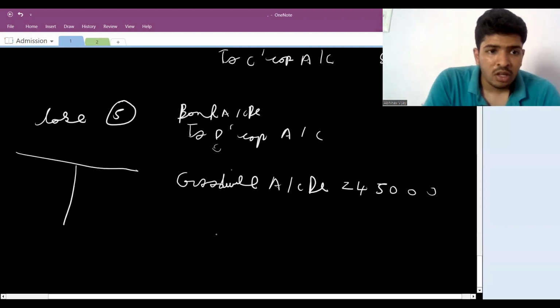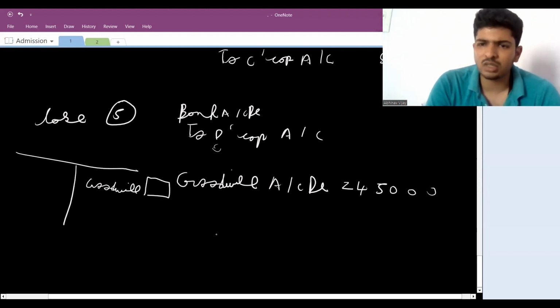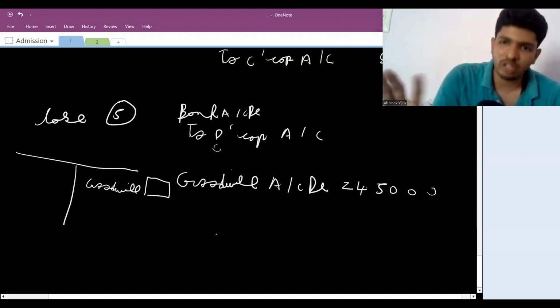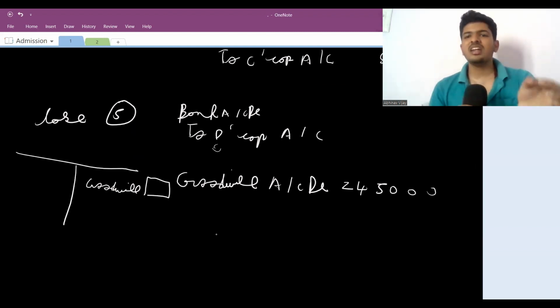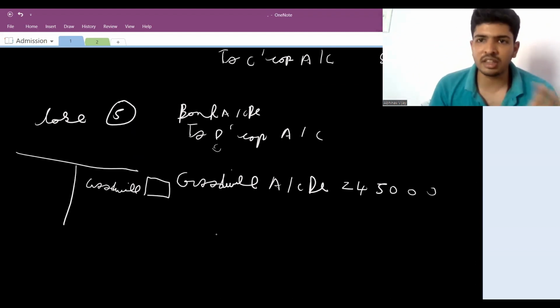Why? If raise means one new asset called goodwill should be formed in the books. Sometimes they may ask us questions, exactly the same question only will be asked. Don't worry, this is a little different type of question that the exam can ask. So I'm covering everything that the examiner can even think of. That's why I'm bringing this question now.